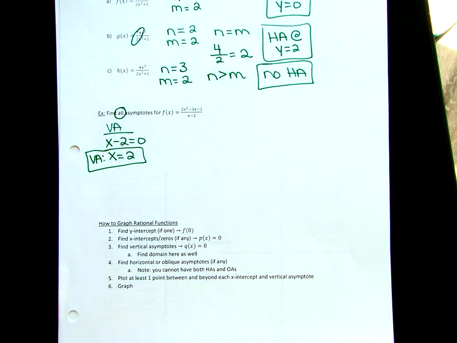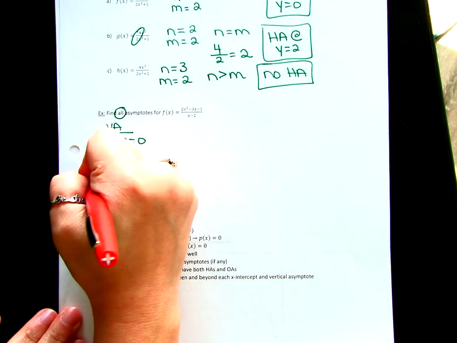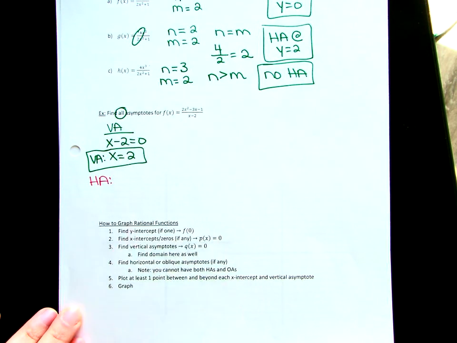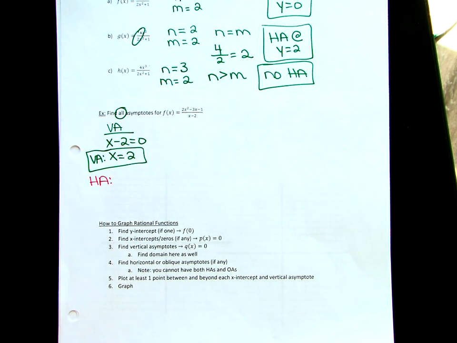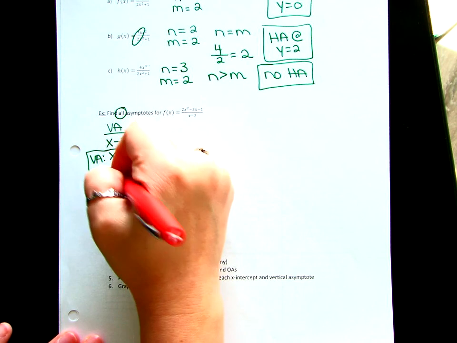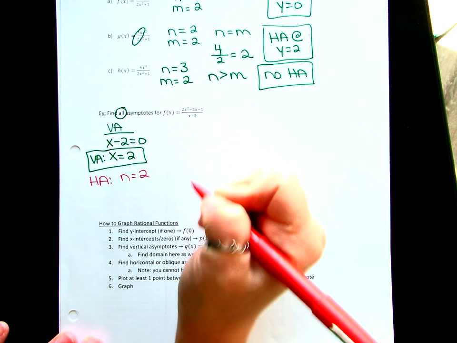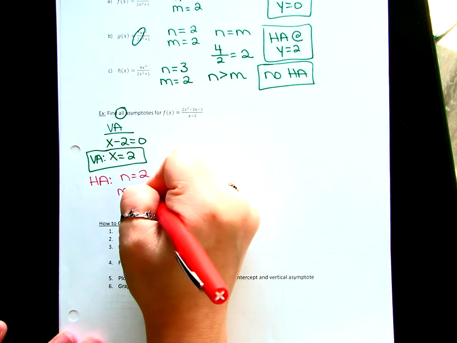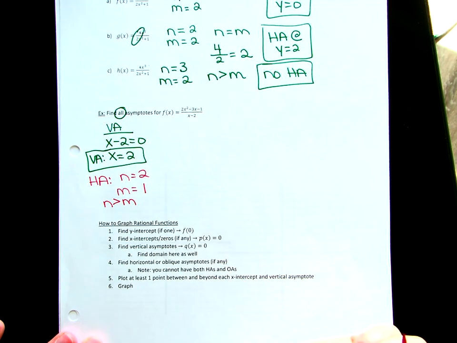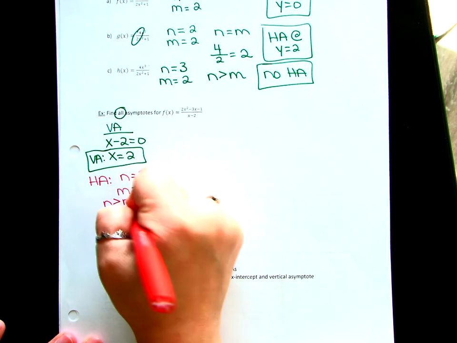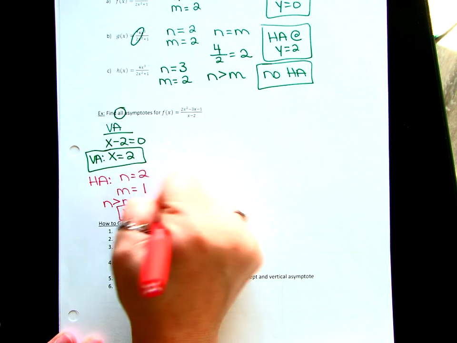Next, we would look at horizontal asymptotes. That's where we look at the degree of the top versus the degree of the bottom. What is the degree of the top? 2. Degree of the top is 2. Degree of the bottom is 1. So n is greater than m, which means what? No horizontal asymptotes. All right.